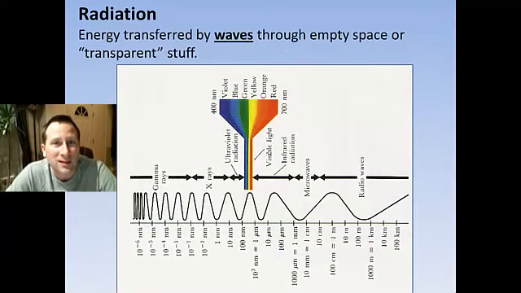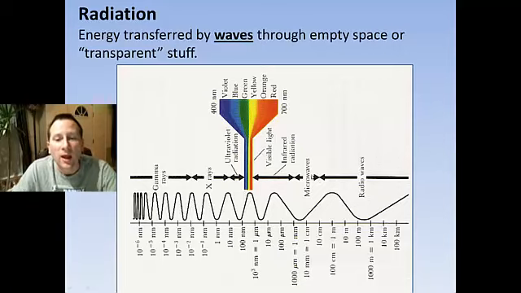The wavelength is how far it is from peak to peak of a wave. We start on the very, very long end with radio waves and microwaves, and we go all the way down to very short wave radiation like gamma rays. Now what the sun gives off the most of is what we call visible light.